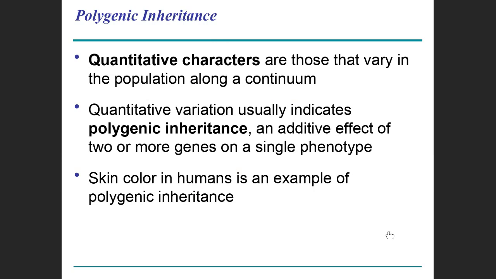Now, quantitative characters are those that vary along a continuum. So often we see this with polygenic inheritance, where you have two or more genes affecting a single phenotype. So the most common example is skin color. So multiple genes, multiple alleles, and so you get every possible combination.